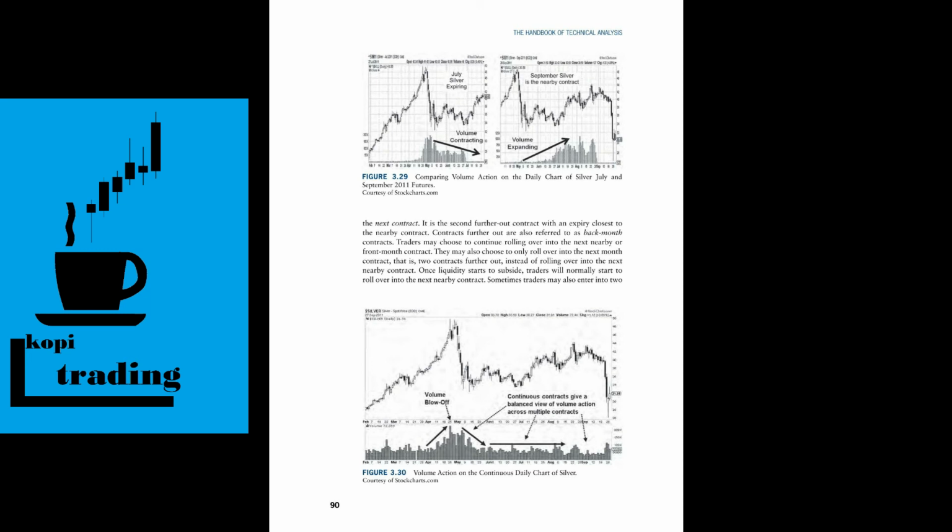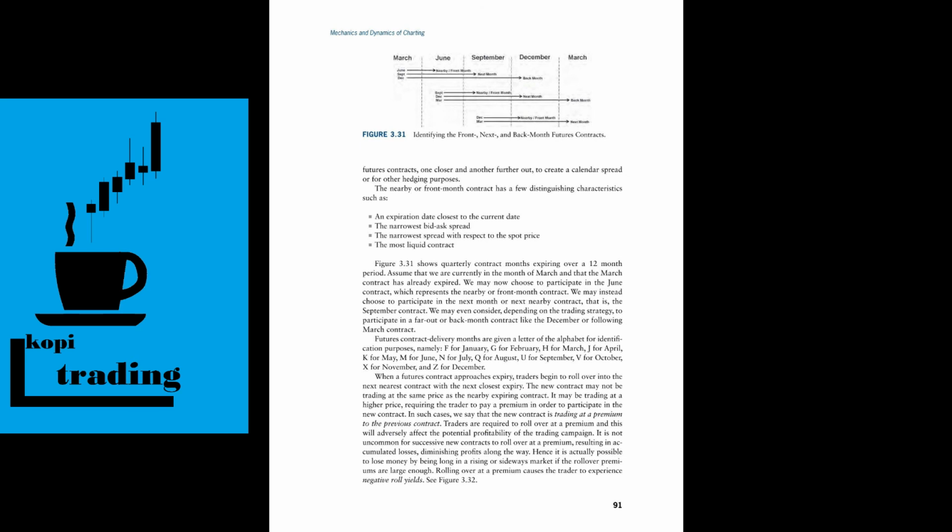Figure 3.30. Volume action on the continuous daily chart of silver, courtesy of stockcharts.com. Figure 3.31. Identifying the front, next, and back month futures contracts, one closer and another further out to create a calendar spread or for other hedging purposes.